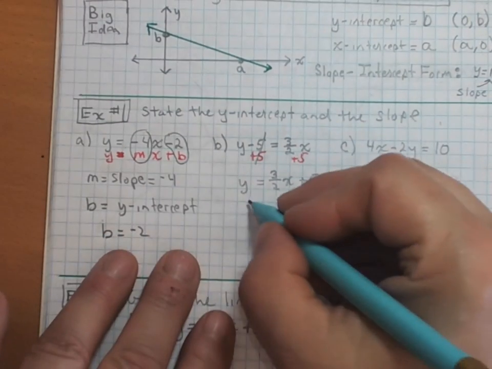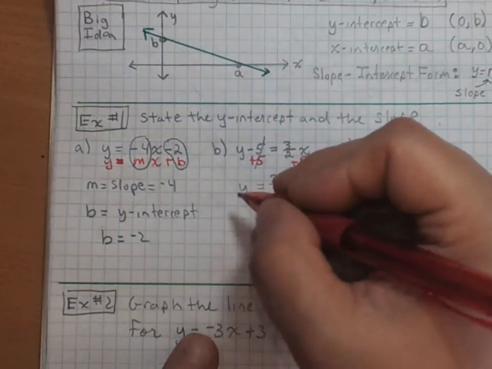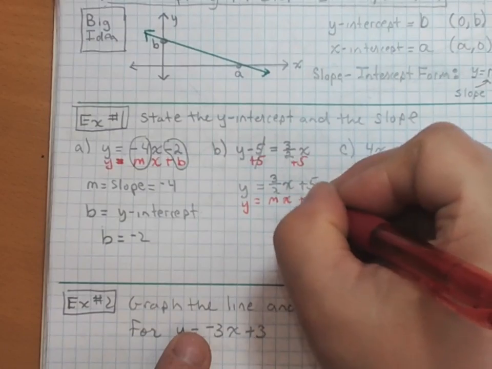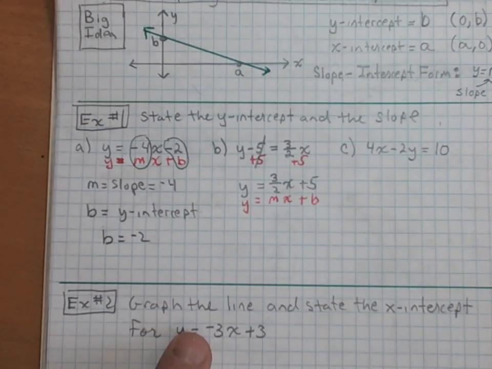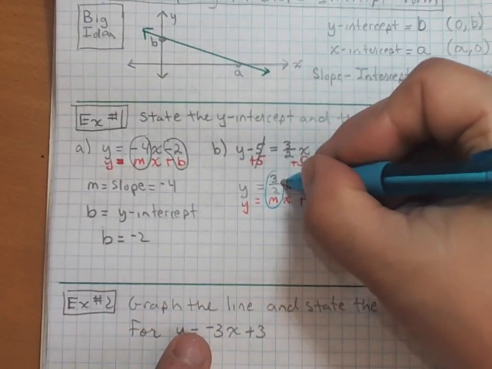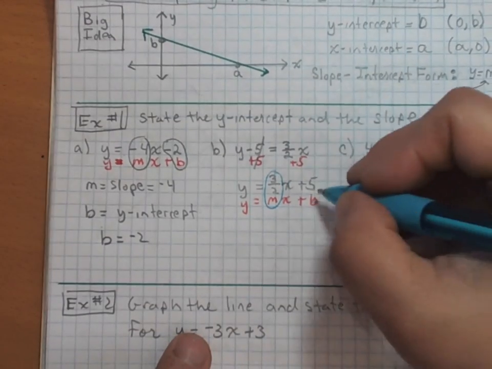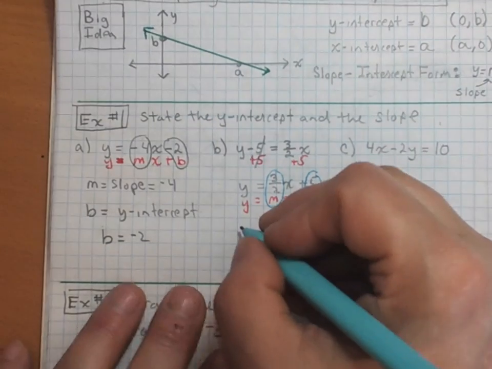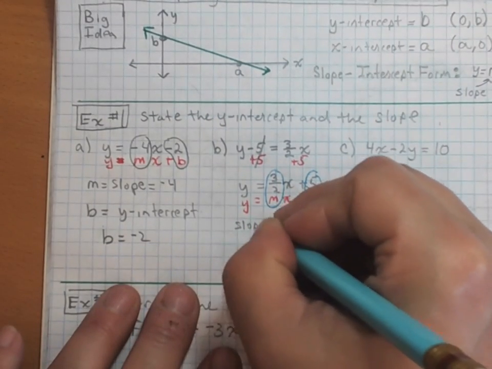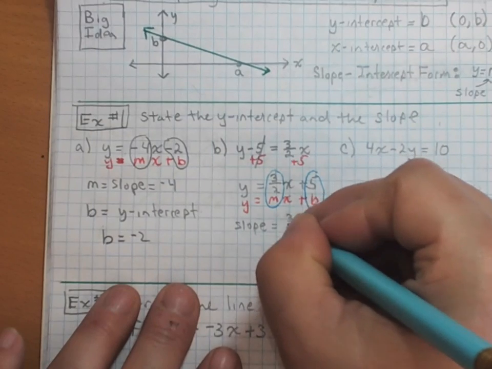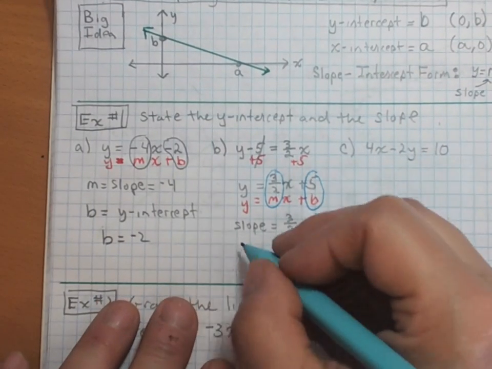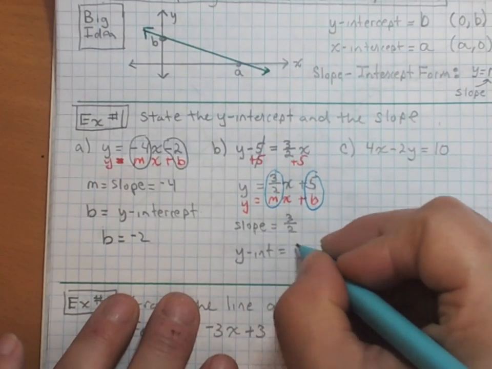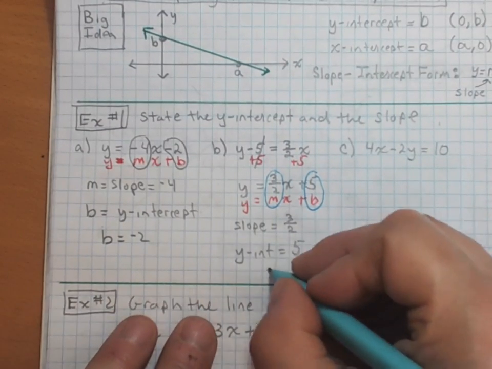Okay, and then we look at the form. Underneath, I'm going to write the form: y equals m times x plus b. And then I circle the parts. So I have 3 halves where the m is. b is the 5. And so my slope is equal to 3 halves, and my y-intercept is equal to 5. Okay.